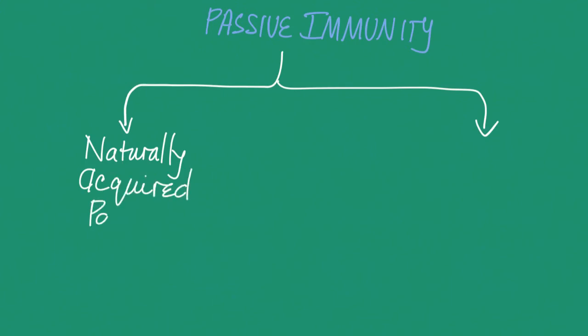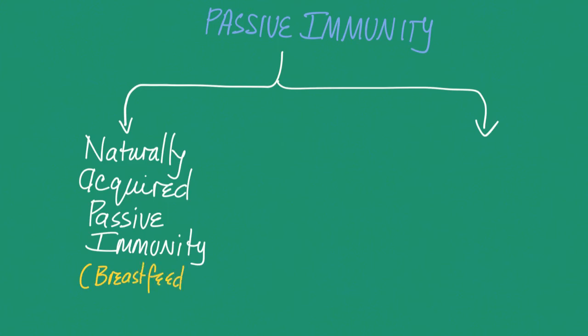and we call it artificially acquired passive immunity. In the naturally acquired type, we're talking about babies receiving antibodies from their mothers during breastfeeding. The specific type of antibody that they receive is the IgA antibody. This also happens when pregnant mothers pass on their antibodies that can pass through the placenta to the fetus to protect the fetus in the short term. So this is a very temporary measure.